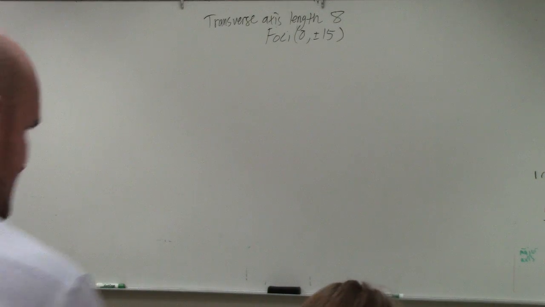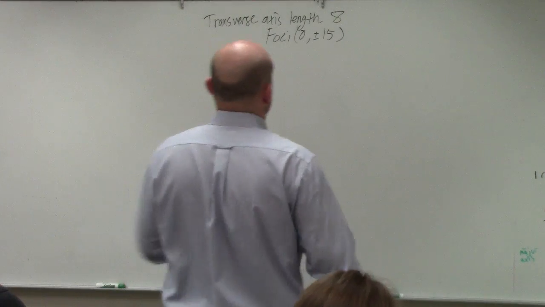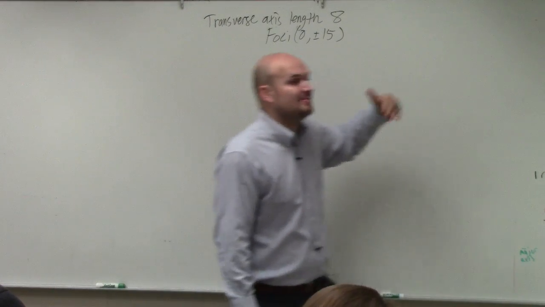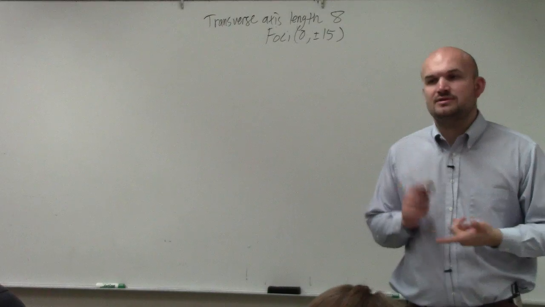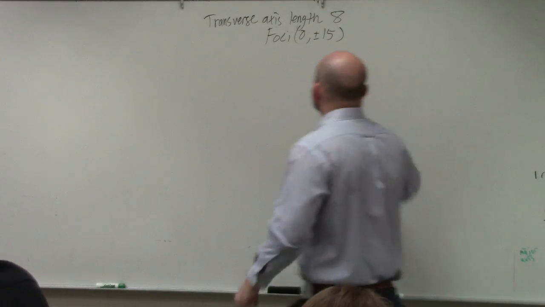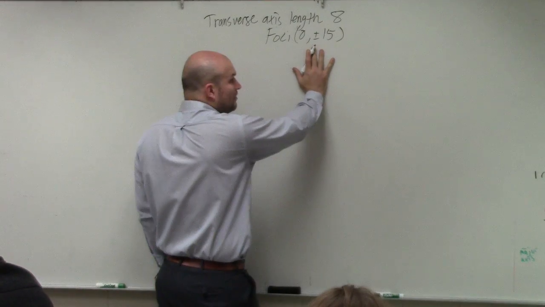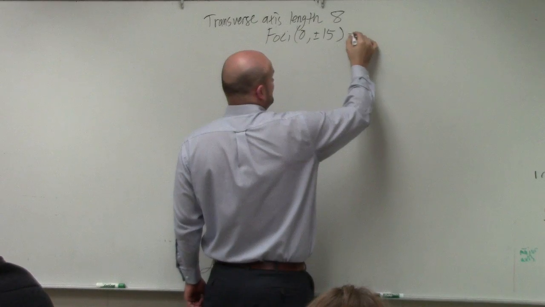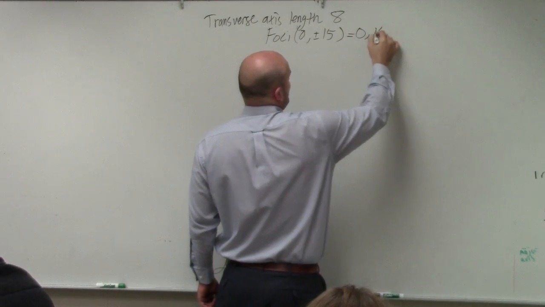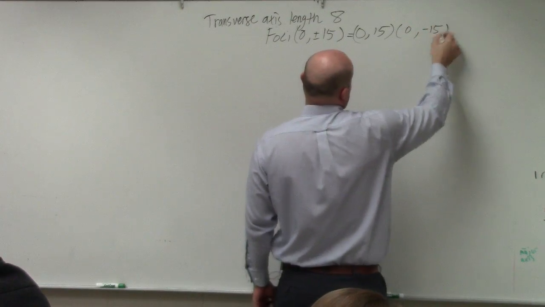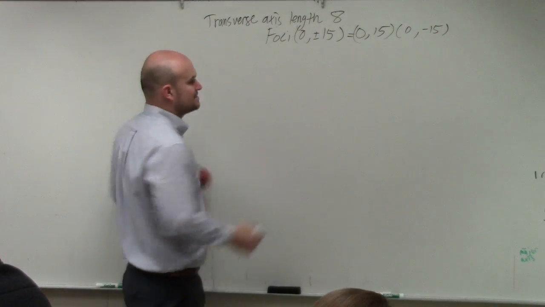Ladies and gentlemen, what they're asking us to do is just write the equation of our hyperbola. The main important thing, guys, is that the first thing I tell you to do is plot the information. First of all, if the foci are at 0, plus or minus 15, that's creating 2 points, (0, 15) and (0, -15). So let's plot those points.